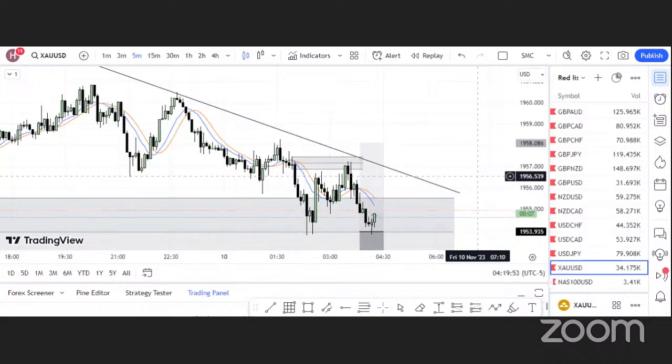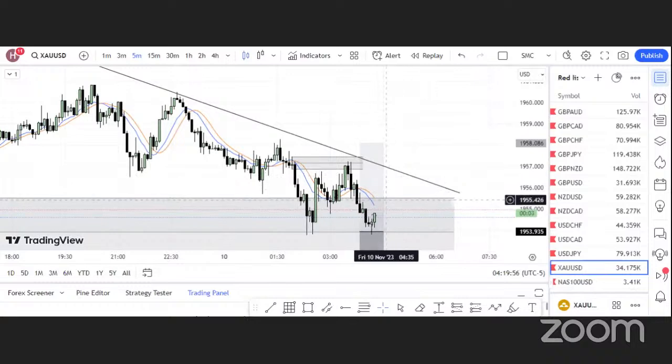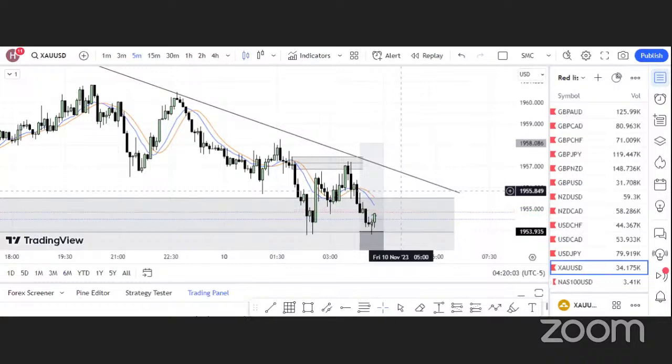So we are currently making profit, guys. So when this gets to this area, we are going to close and wait for another entry.